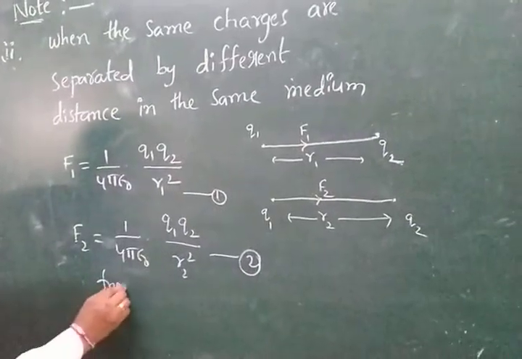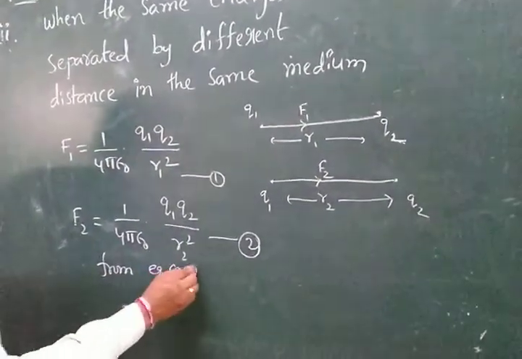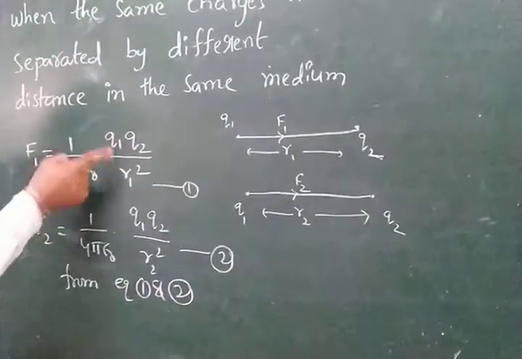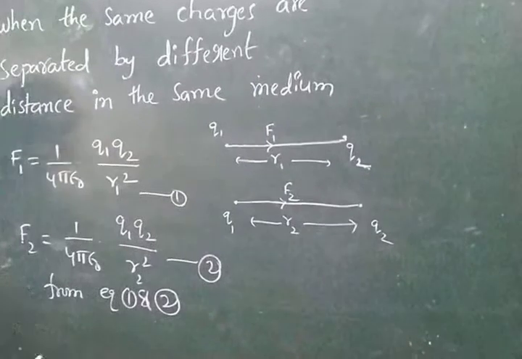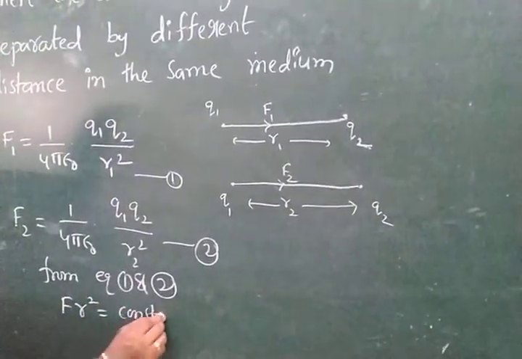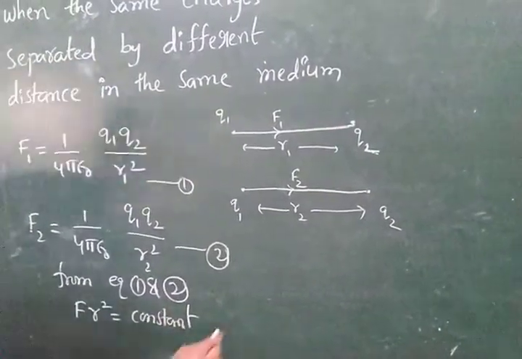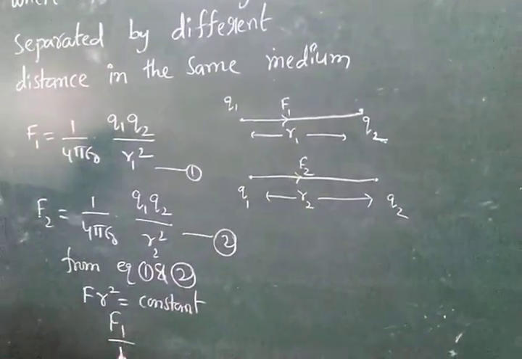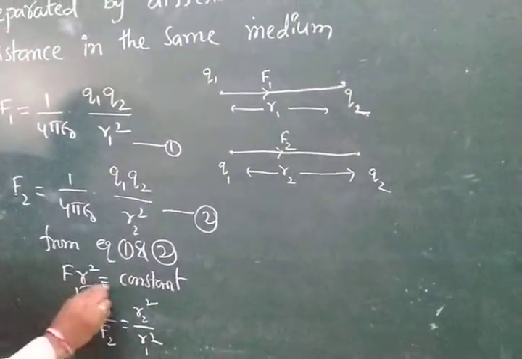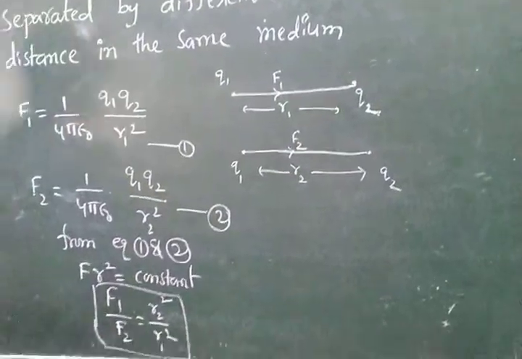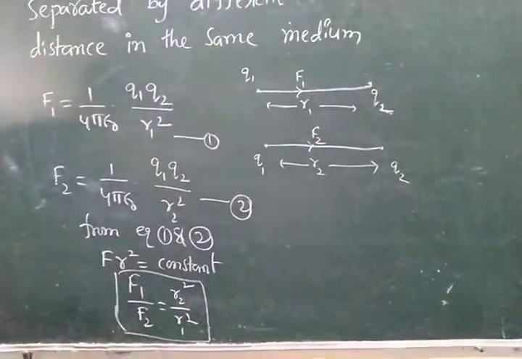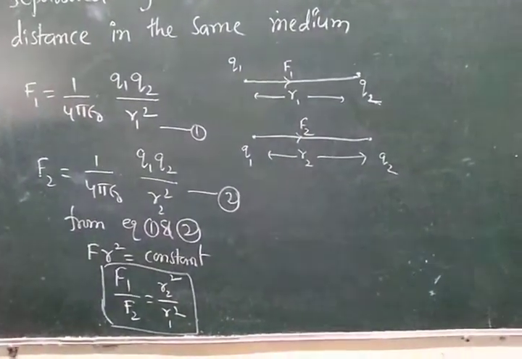From equation 1 and 2, both are the same, since there is no difference in their charges. F into R square is equal to constant. So F1 by F2 is equal to R2 square by R1 square. This is the relation when the same charges are separated by different distances: F1 by F2 is equal to R2 square by R1 square.